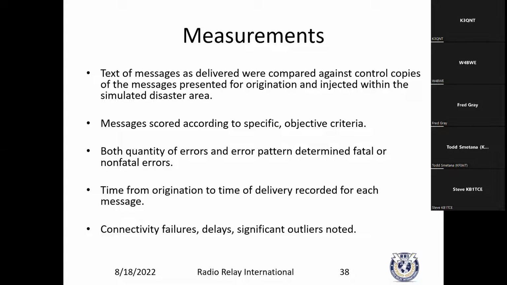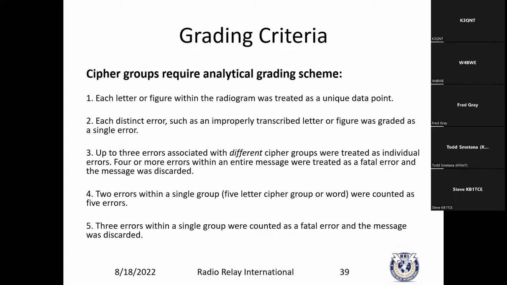But since we had to create this hermetically sealed exercise, we wanted a criteria for determining whether a message might be a fatal message. That is, it's not understandable, it's significantly garbled, there are other major errors, or whether it was a non-fatal message. We also wanted to note any connectivity failures, delays, and outliers. So this was the grading scheme for the cipher groups. You don't have to use this methodology, but it points out that you need an analytical process to score your group's performance.